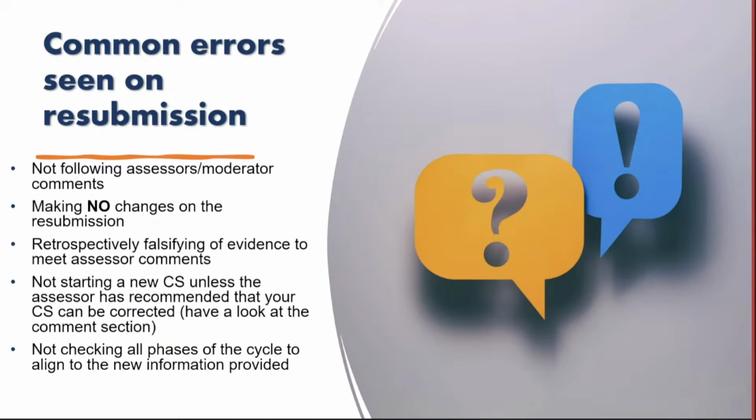So another issue is not checking all phases of the cycle to align to the new information provided. As I alluded to in the last slide, in your last submission, you were applying the SOP for receiving stock. In your new submission, you've changed your activity and decided to apply the SOP for disposal of expired stock, but you haven't gone back and changed your reflection text.